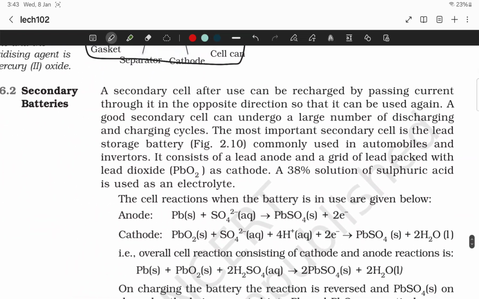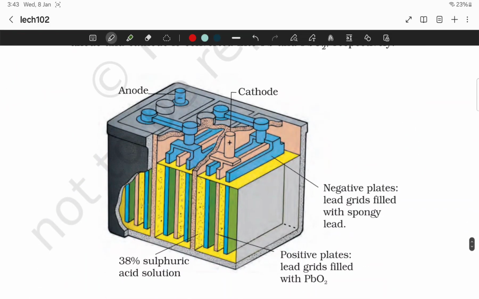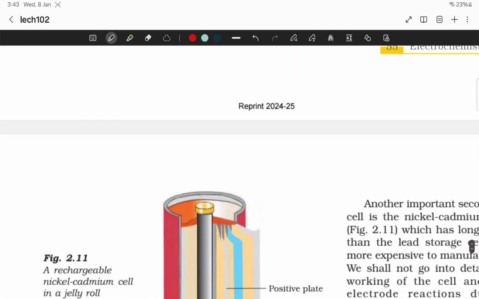Now we come to the secondary cell. They are rechargeable batteries that we use in our inverter, or the nickel-cadmium battery.